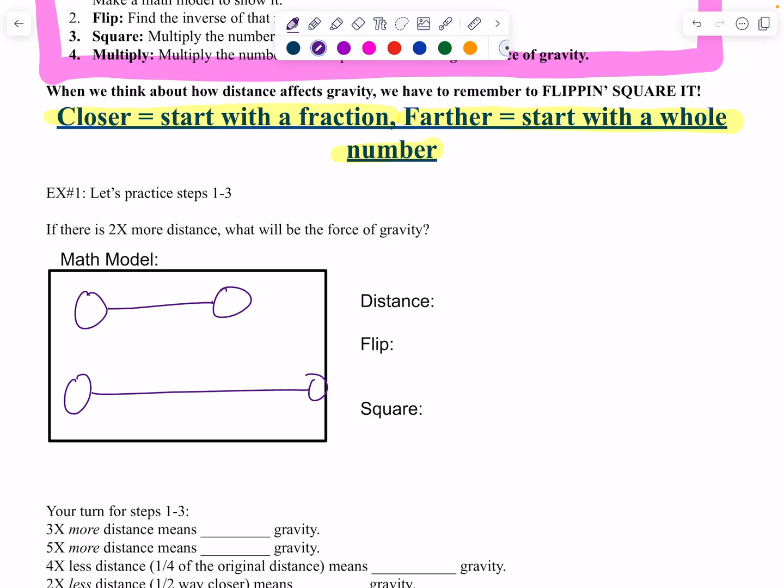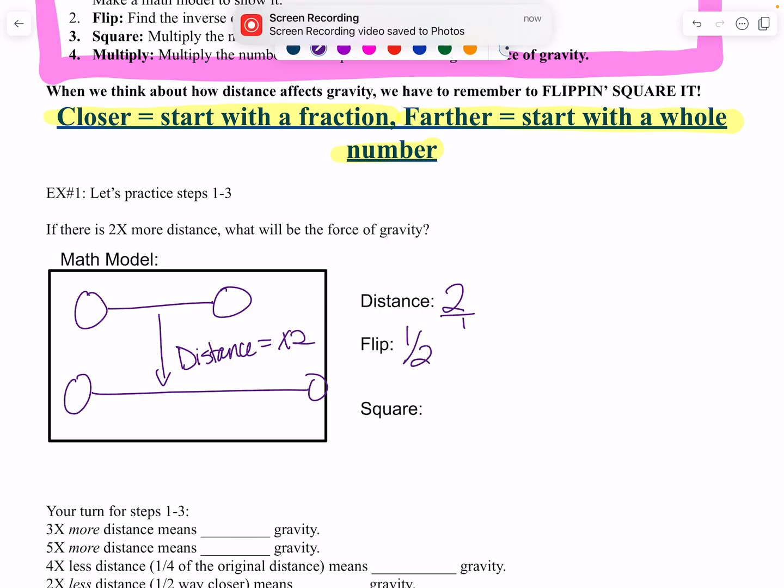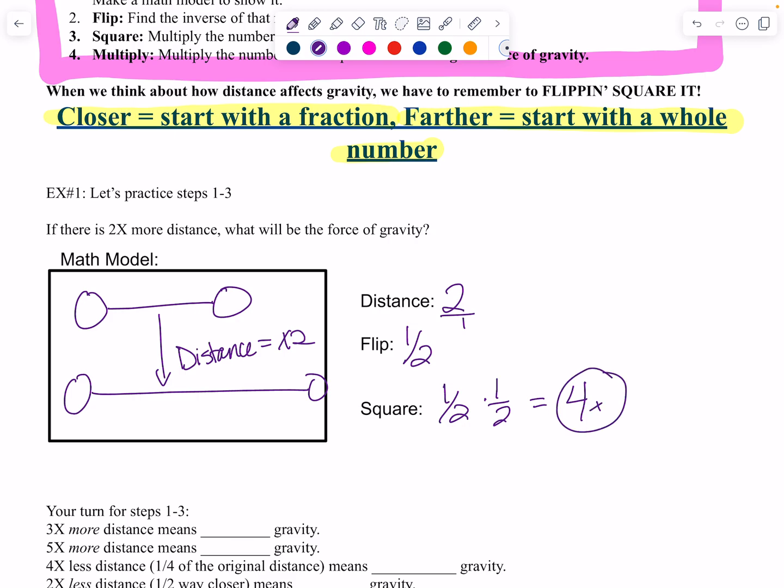So if I have 2 times the distance, okay, so I know my distance is times 2. So my distance is 2. I have to find the flip of that number. So 2 is like saying 2 over 1. So my flip is going to be 1/2. So once I have that 1/2, I'm going to take that 1/2 and multiply it by itself, and I get 1/4. So I know there's going to be 1/4 the amount of gravity.